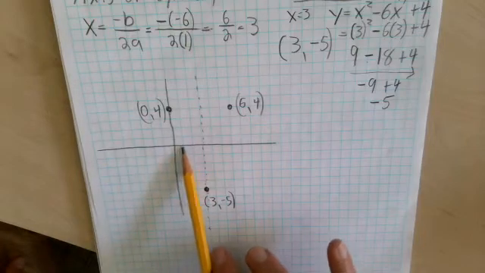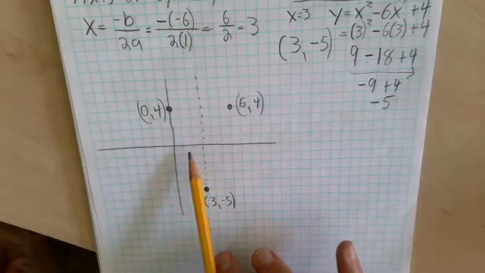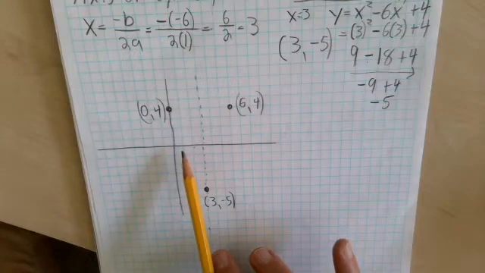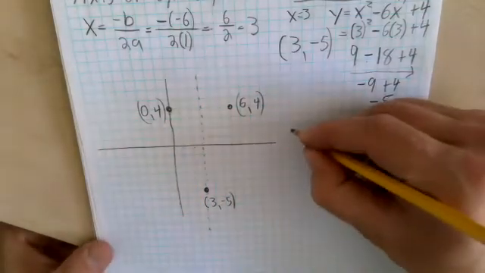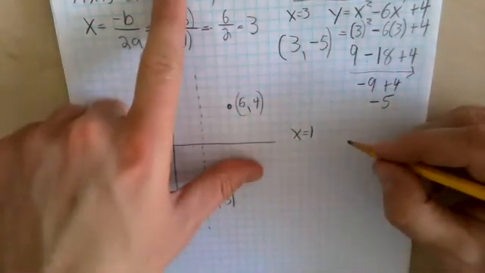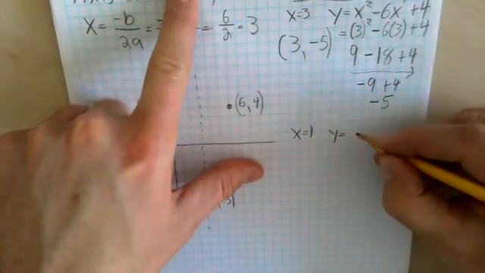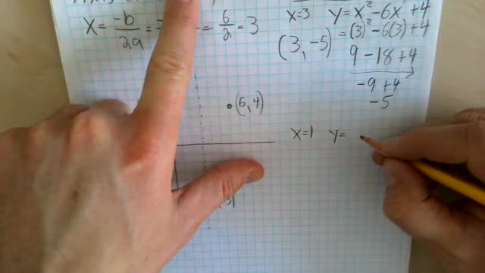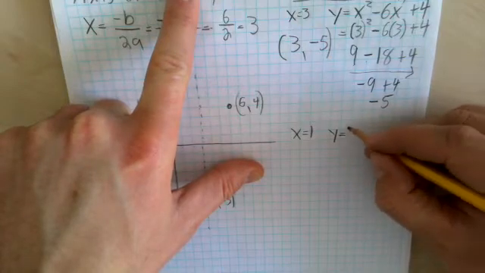But what I like to do is pick an x term that's in between my vertex and my y-intercept. So I could pick 1 or 2. Let's make it easy on ourselves and do 1. So we're doing x equals 1. We're going to plug that into our original equation and see what we get for y, and that's going to give us an x and y point.